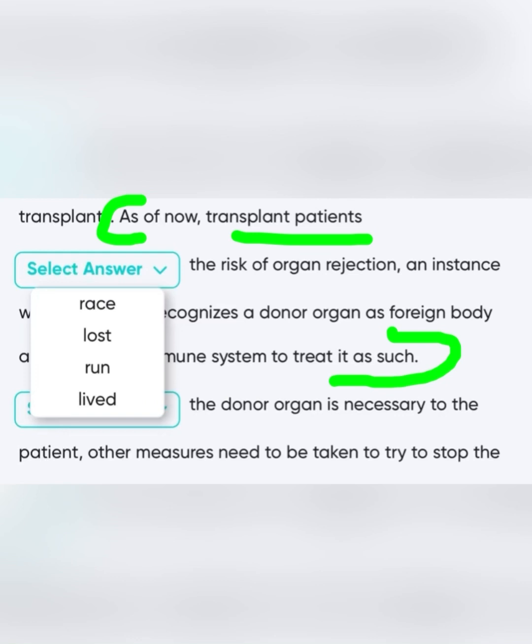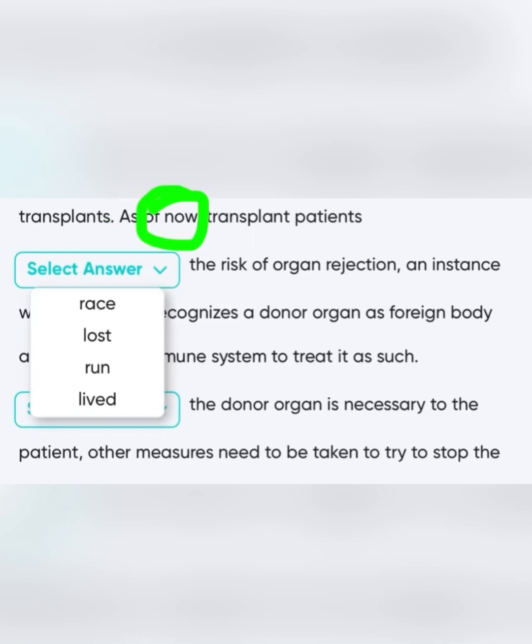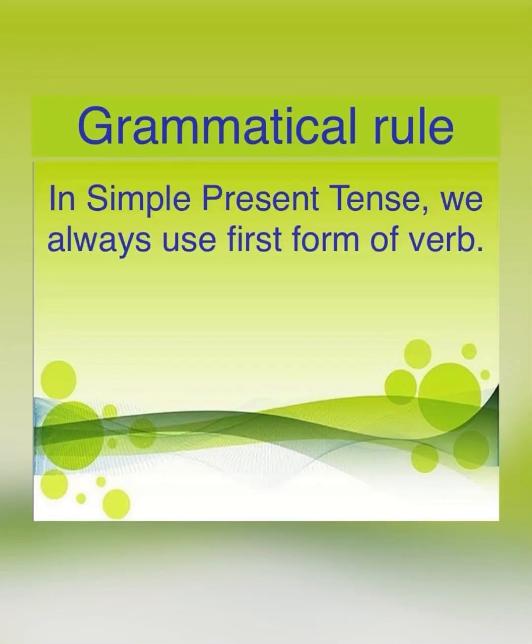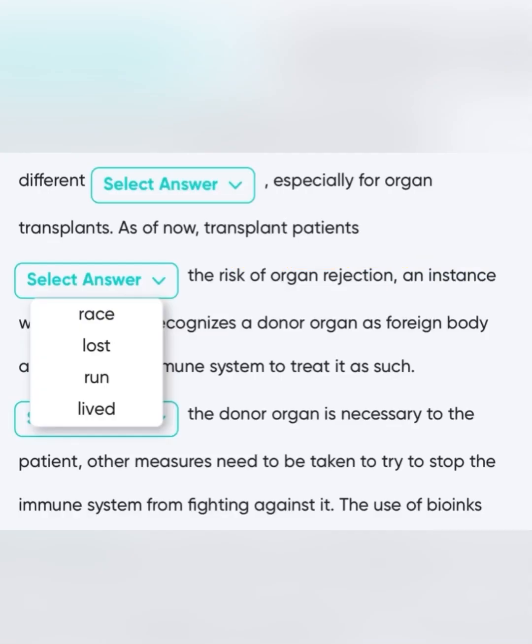Now the grammatical portion. "As of now" represents the present tense, and in the present tense we know what sort of verbs we use, means which form of verbs we use: the first form of verb. Now we will simply cut the second form of verbs, those are left and lost. Now we have to select one correct option out of the two, run and race. Now we talk about transplant patients. Transplant patients do something with the risk, right? So race the risk or run the risk of organ rejection.